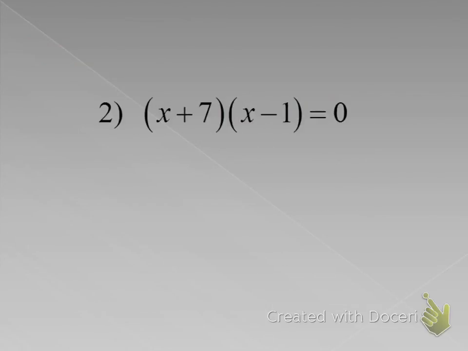All right, here is number 2. So take a second to write this one down. Again, we have a problem that's written as multiplication. Parentheses is another way to write multiplication. So we're multiplying x plus 7 times x minus 1, and it equals 0. So this is a wonderful candidate for the zero product rule.